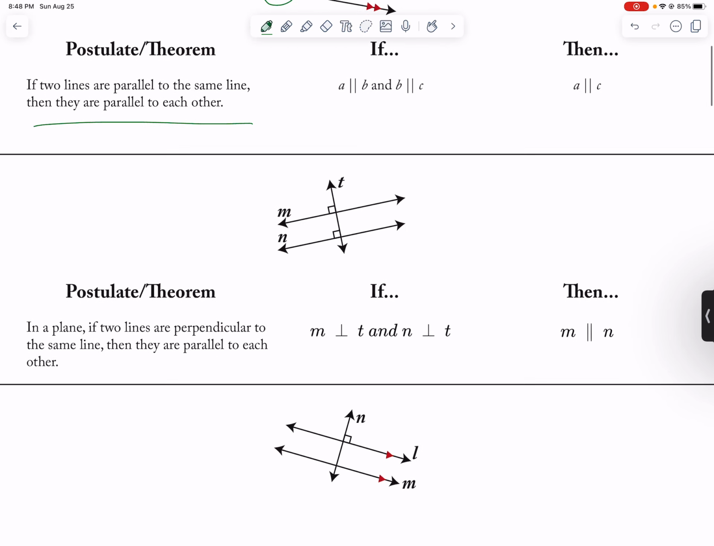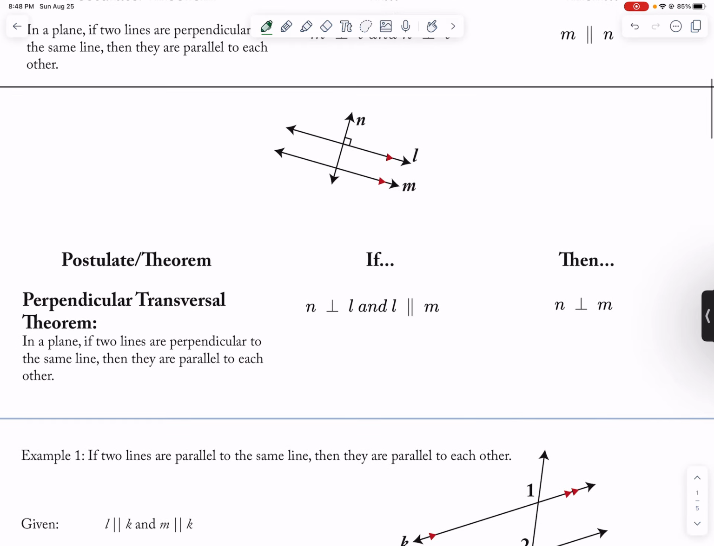And then if two lines are perpendicular to the same line, then they're parallel to each other. So here M is perpendicular to T, N is perpendicular to T, so M and N are parallel. Perpendicular transversal theorem: N is perpendicular to L, which means that L and M are parallel. And if L and M are parallel to each other, then N and M are perpendicular.